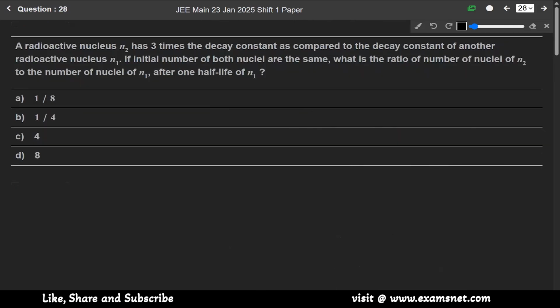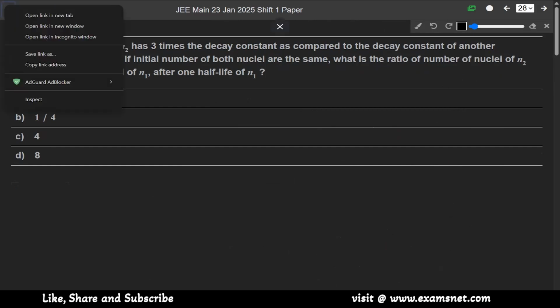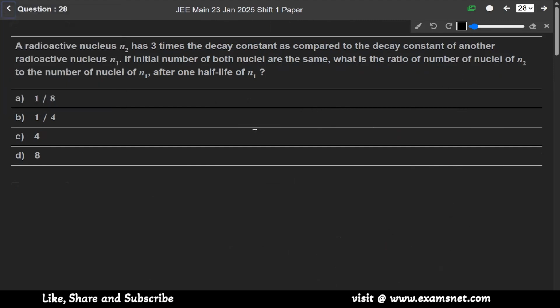Now next question 28. A radioactive nucleus N2 has 3 times the decay constant as compared to the decay constant of another radioactive nucleus N1. If initial number of both nuclei are the same, what is the ratio of number of nuclei of N2 to the number of nuclei of N1 after one half life of N1? Okay, so students, we know the very basic formula for such decay: N is equals to N naught e to the power minus lambda t.